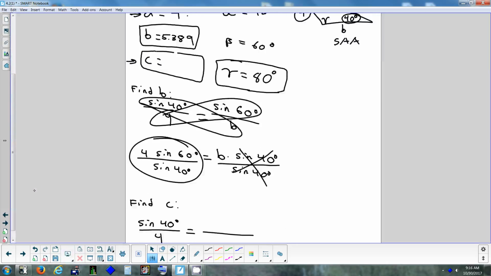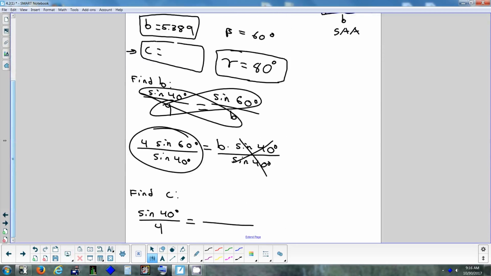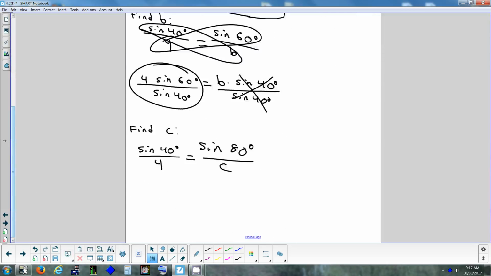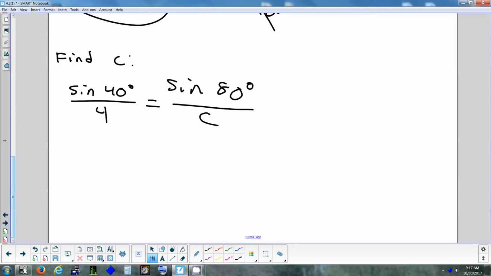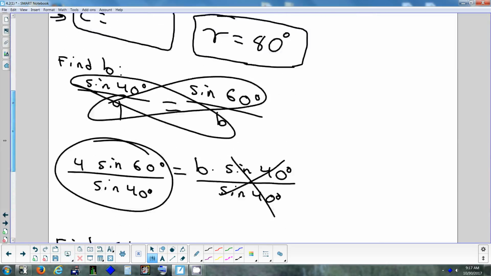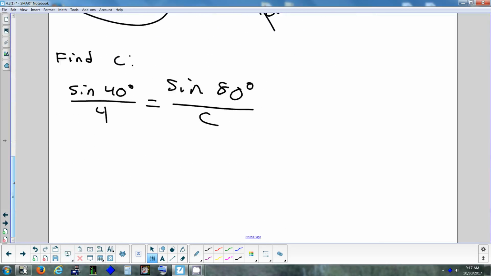Anyone think they can tell me what's going to go on the other side of that proportion? Sine of what over what? Emily? Sine of 80 over C. Exactly. Sine of 80 over C. Right, and now when I do the cross multiply, I normally don't write out this step in the middle. What I do is I know that C is going to equal 4 sine 80 divided by sine 40. Because you'd have to cross multiply, and then C would be next to sine 40, and you'd have to move it to the other side.